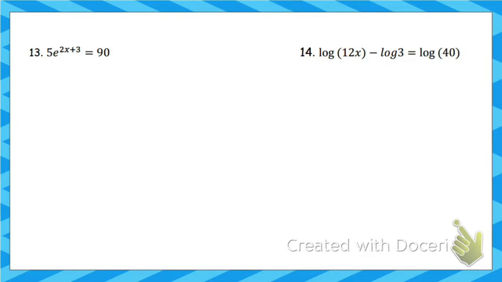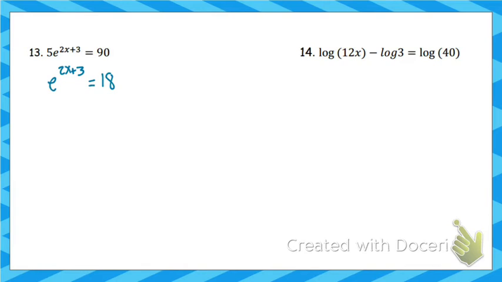All right, again, similar to the last two we did. And actually, I realize now the numbers are the same. I apologize. This is your second number 13 and your second number 14. But get the e by itself. So let's divide by 5. And that should be 18, I believe.